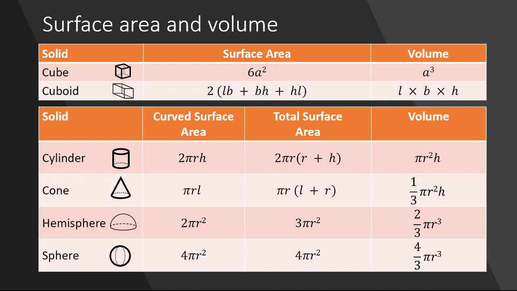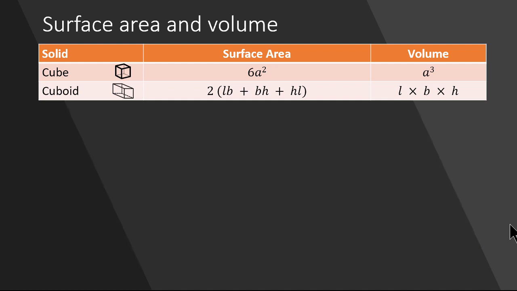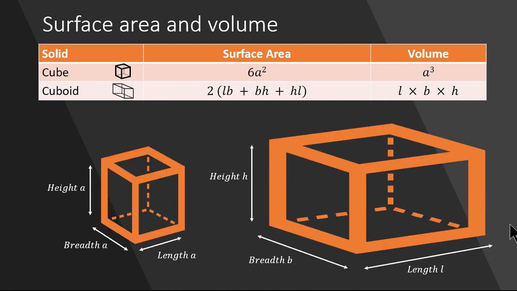First, we will look at cube and cuboid. The cube and cuboid have surface area and volume. Because they don't have curved surfaces, they have all flat surfaces, they don't have different curved surface area and total surface area. The cube and cuboid surface area can be understood from these two diagrams. Let's look at the diagram.